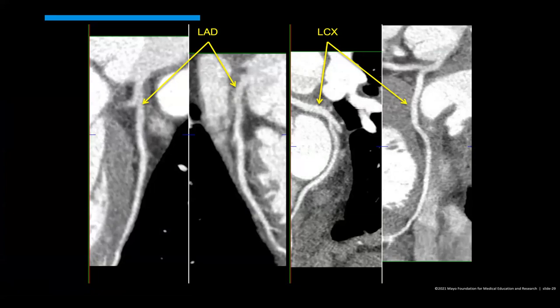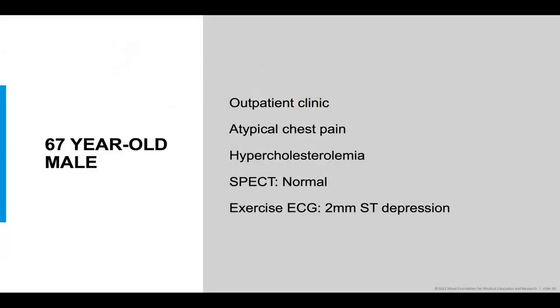So the LAD looks okay to me. The LCX also looks okay. Yeah, exactly. You are correct. This is another example of a normal coronary CTA. This patient does not have coronary artery disease. And so the finding that was seen on the SPECT study was most likely due to attenuation artifact.